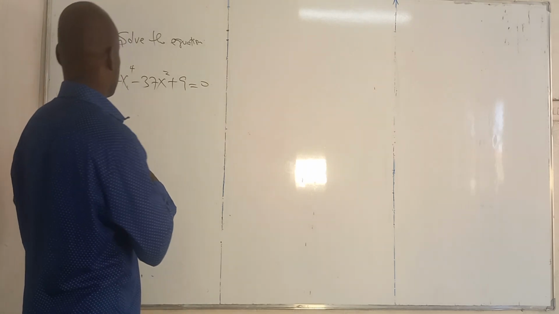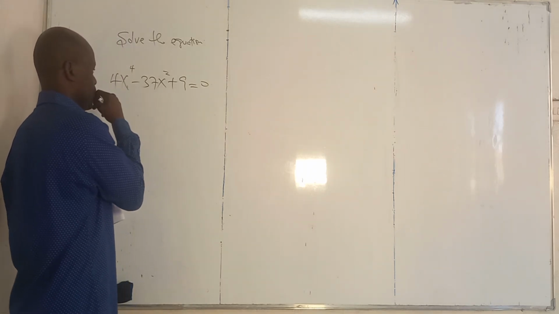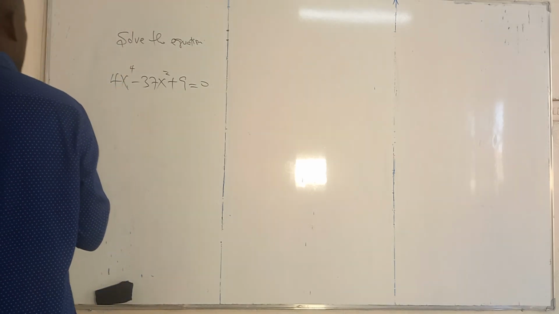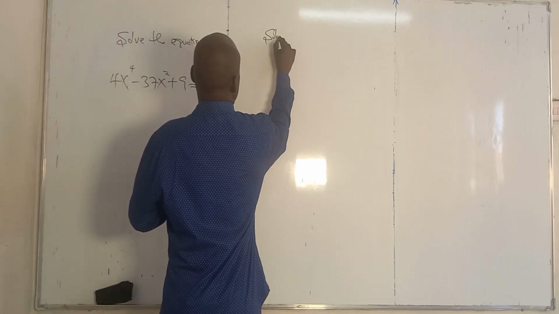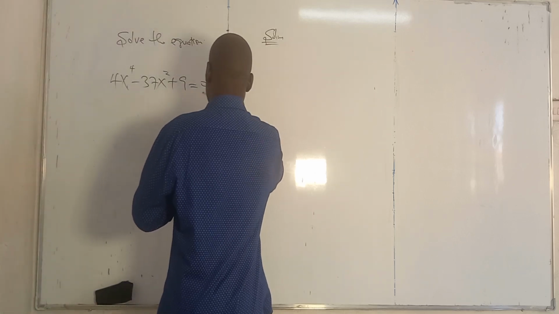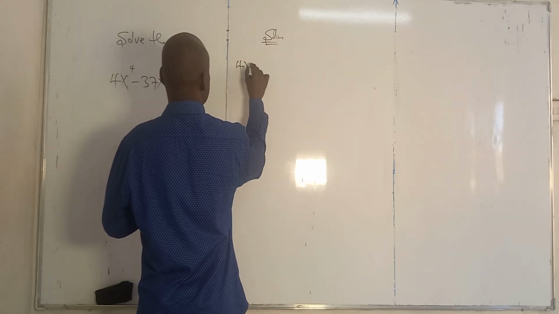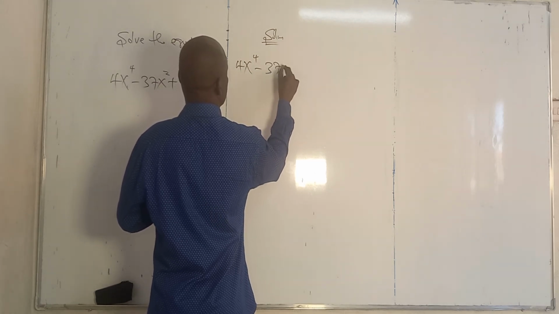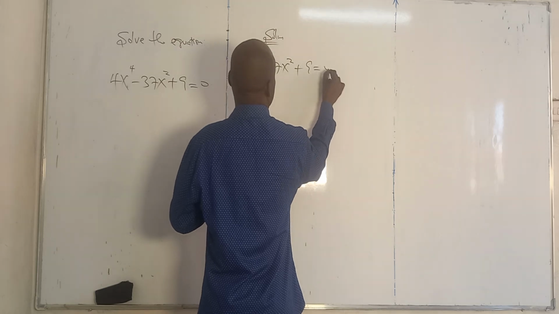But we see that this one is already raised to power 4, this is raised to power 2, plus 9. So solution, first we have 4x raised to power 4 minus 37x squared plus 9 is equal to 0.